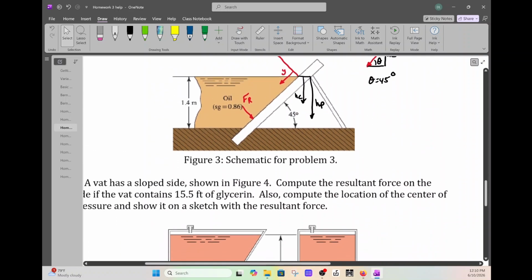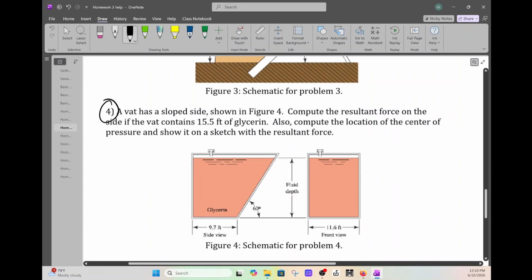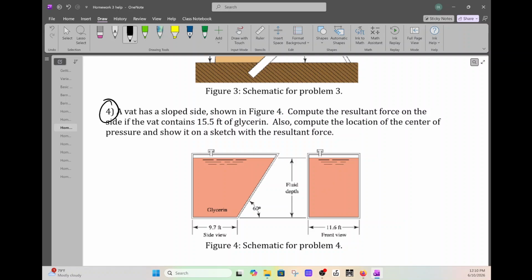And then this last problem, number 4, I actually have a video that you can watch, and I want you to do it exactly like I did in the video. This goes through everything. This is an incline, and it's a good problem to do.